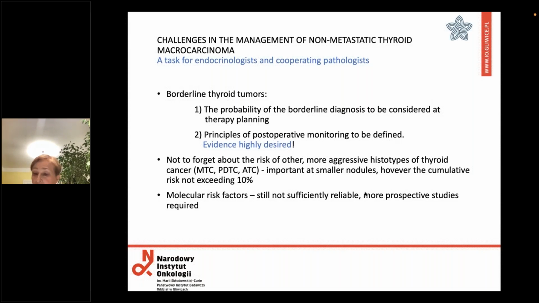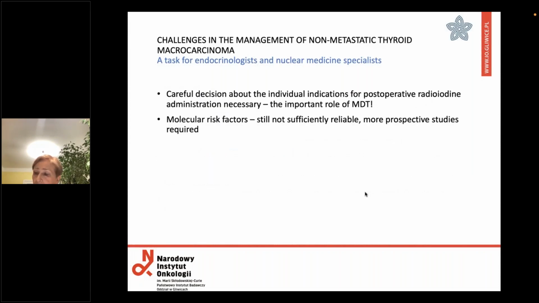Coming back to the question, how to predict low-risk thyroid cancer, we are aware that we must cooperate with nuclear medicine specialists. A careful decision about the individual indications for post-operative radioiodine administration is necessary. And I see here the important role of MDT. And molecular risk factors, it's difficult to admit, but still they are not sufficiently reliable, I believe. And more prospective studies are required.